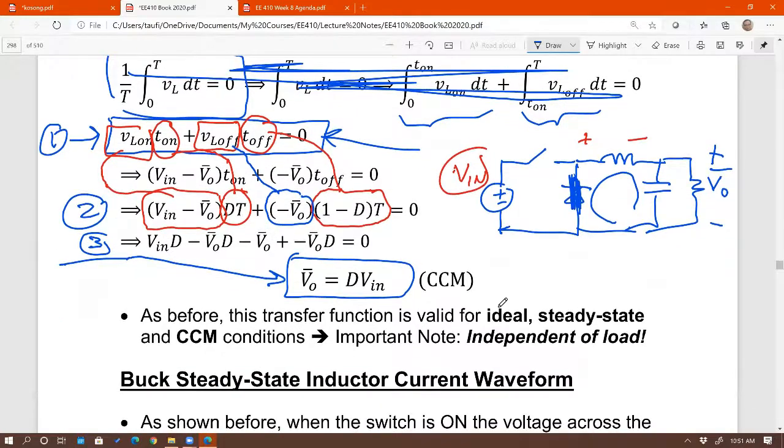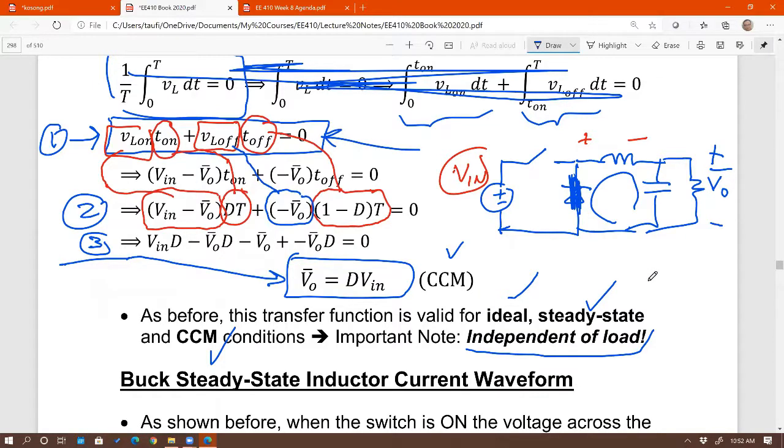Again, as I said earlier, this is only valid for ideal condition, steady state, and CCM. That's enough for this class, right? And also independent of load, very important. Any question on this? So from now on, I'm going to use volt-second balance.